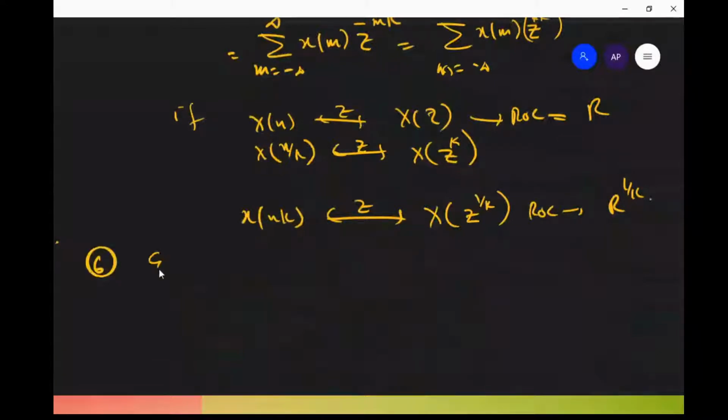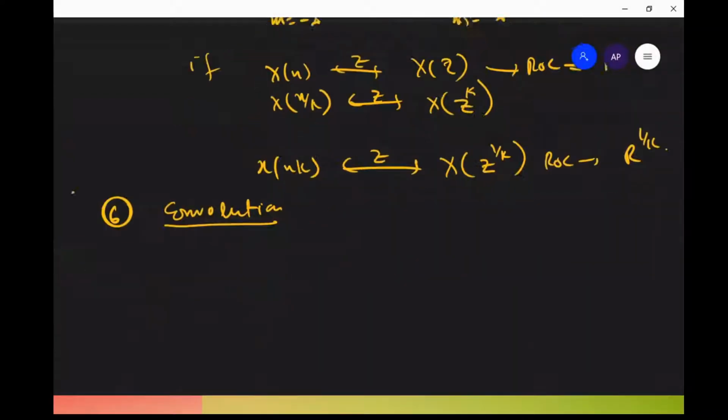Number 6, convolution. Now, if you remember, we said earlier that convolution in time domain is equal to multiplication in frequency domain. So what does this mean?